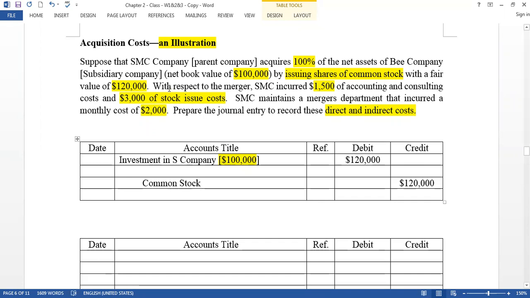Issue common stock is 120, right? So this is the common stock you issued, and the investment in S company. That means the net asset, right? Net asset is $100,000. Now you know, based on your previous chapters, what is the difference here? The difference is the goodwill. So $20,000 is the goodwill here.